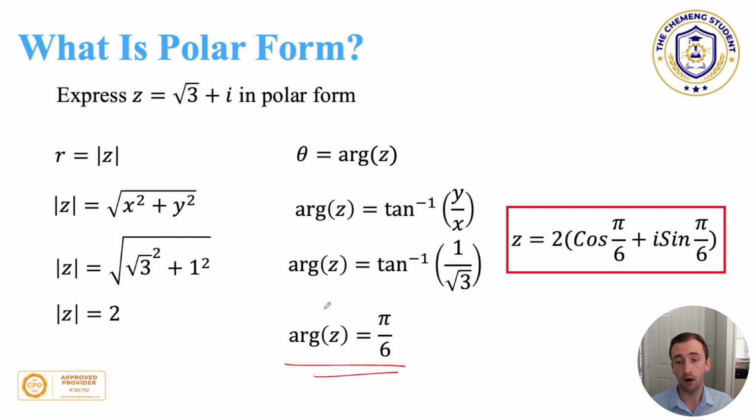Now that we have these values, we can simply pop them in. We replace r with 2, and we replace theta with pi over 6. So it'll be 2 times cos pi over 6 plus i sine pi over 6. And again, you can plot this on an Argand diagram and visualize what this will actually look like.